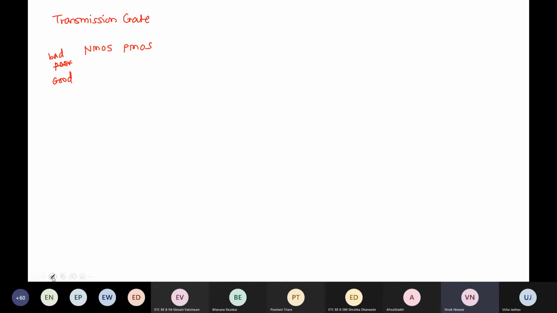Okay. So whenever we talk about the logic values of PMOS and NMOS, okay, how they transmit the logics. So NMOS transmits bad one, whereas PMOS transmits bad zero. Whereas NMOS transmits good zero and PMOS transmits good one. तो ये टेबल है। ये टेबल कहाँ से आया?